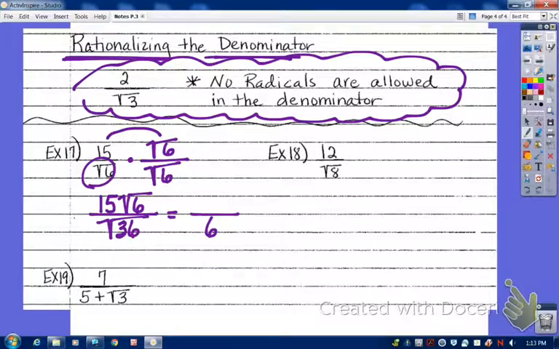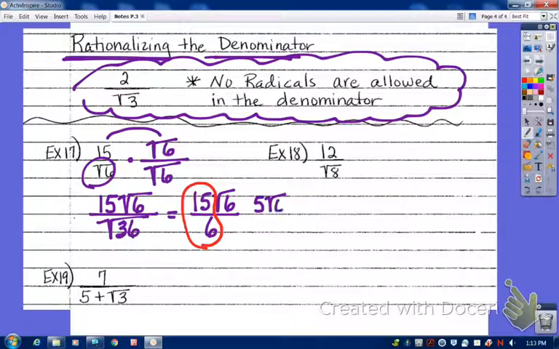The top just stays 15 square root of 6. The only thing that you could reduce are the 15 and the 6. You can't touch what's underneath that radical with any number that's not under a radical. So will 15 over 6 reduce? Yeah, 3 will go into the top and the bottom. And you're going to end up with a what?